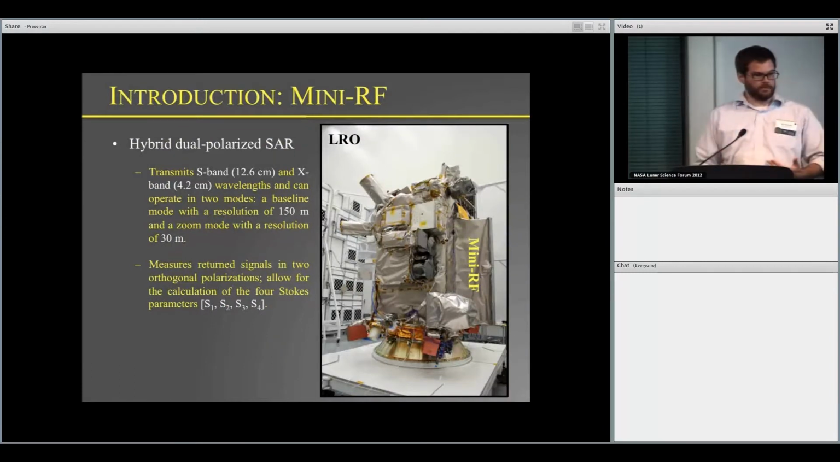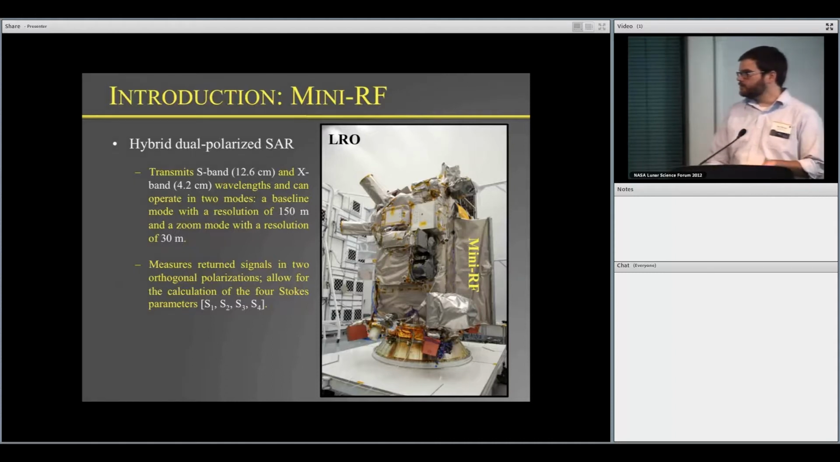So I'll give the obligatory slide on the MiniRF instrument to begin with. It's a hybrid dual-polarized, side-looking synthetic aperture radar. It transmits at two frequencies, S-band and X-band. And it operates in two modes, a baseline mode with a resolution of 150 meters and a zoom mode with a resolution of 30 meters. The products I'll be showing you today will be from S-band zoom, so they'll be at about 13 centimeter wavelength, 30 meter resolution.